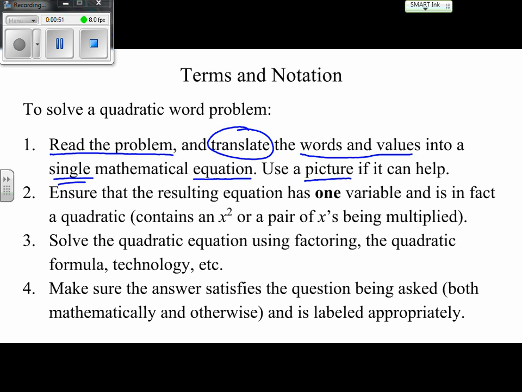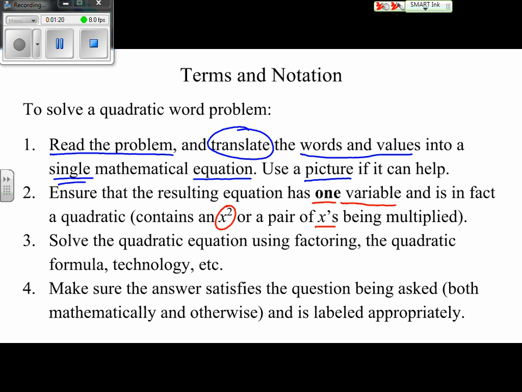We want to ensure that the resulting equation just has one variable, and it is in fact a quadratic. And often a sign of a quadratic is an x squared or a pair of x's being multiplied. Now, we don't necessarily just need to have x's. If we're using a different variable because it makes sense for the equation, that's fine. But again, that variable would need to be squared, or we'd have to have a pair of those variables getting multiplied to, again, result in a single quadratic equation.